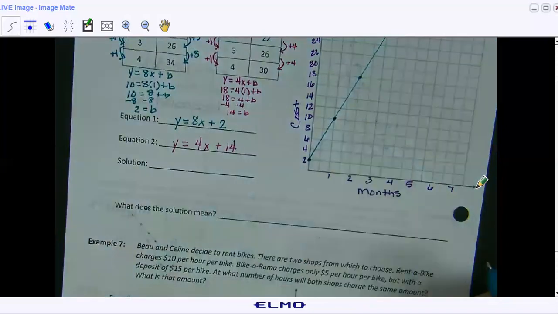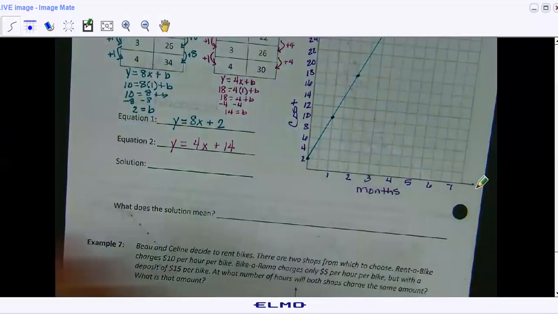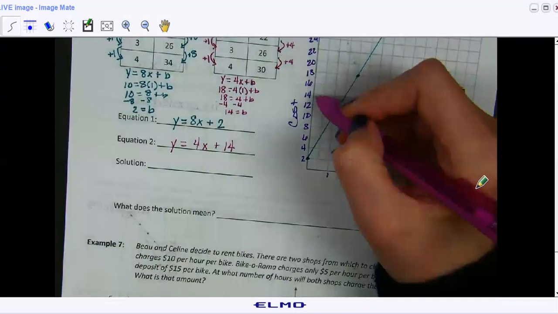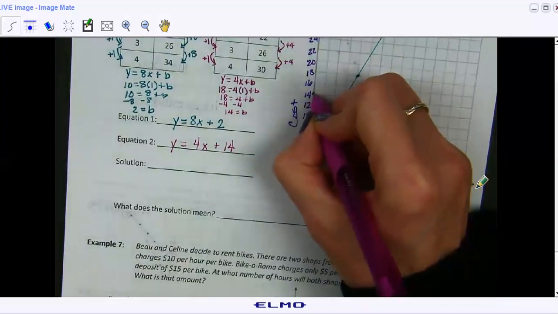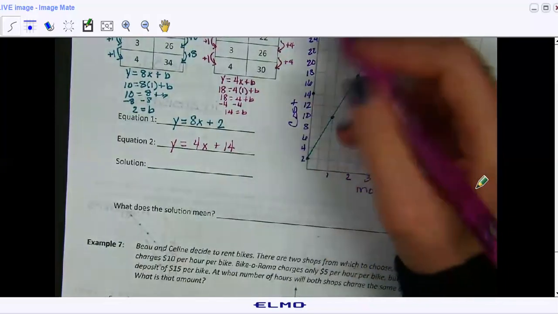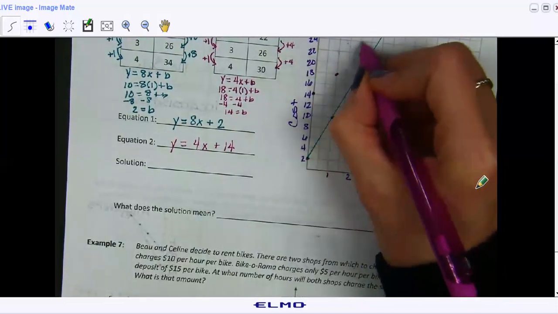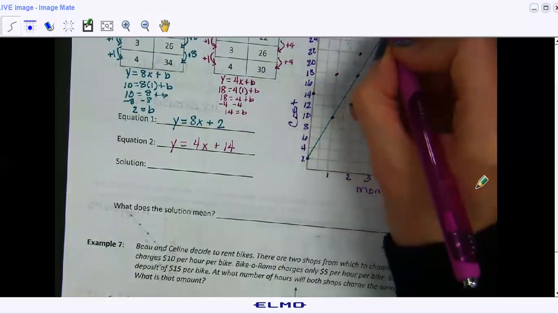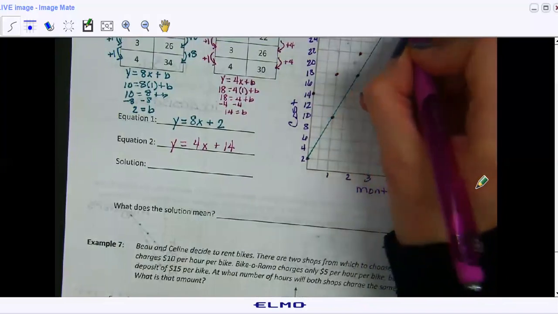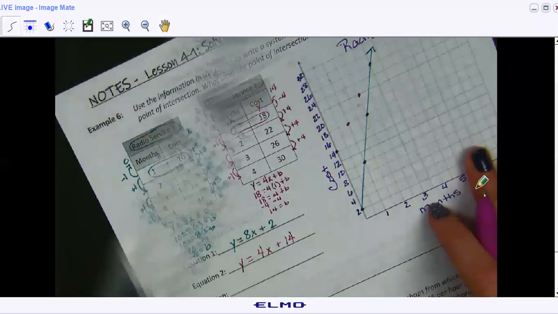Okay, now I'm going to graph my second equation. This time I'm starting at 14 and I'm going up by 4s. So 2, 4 over 1. We're starting at 14. And then I'm going to graph this one.